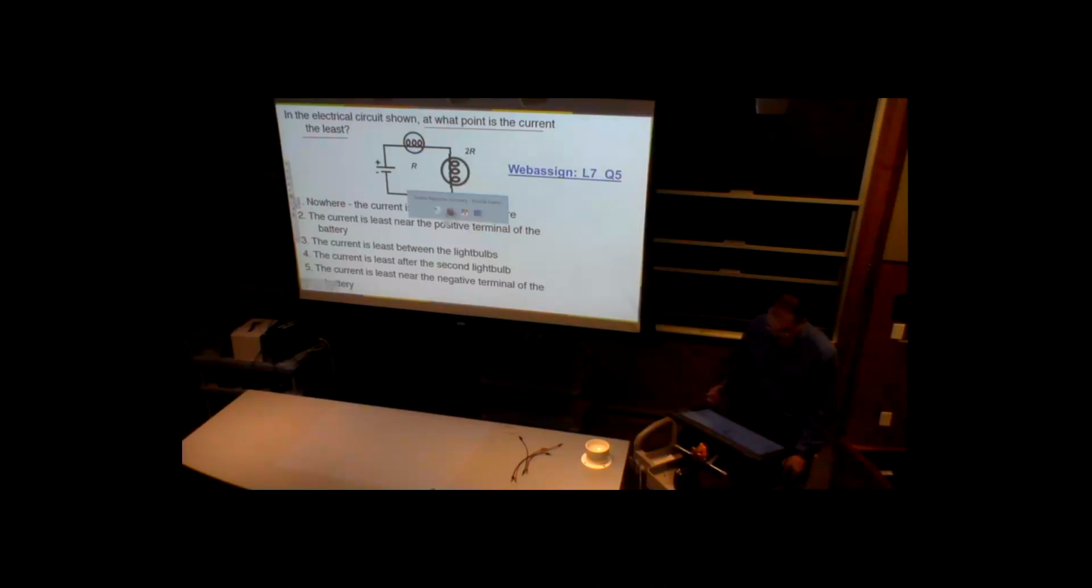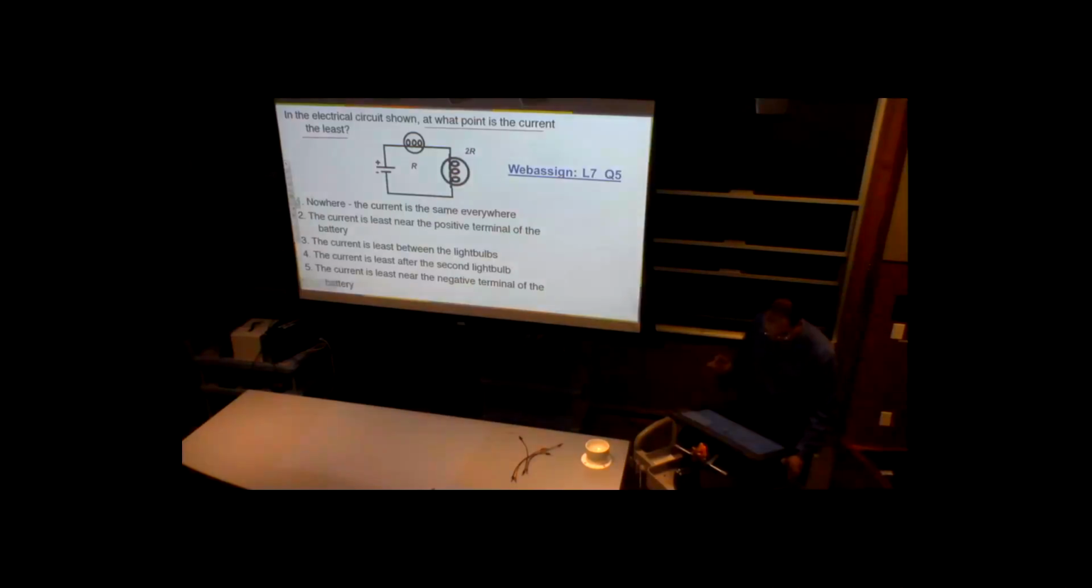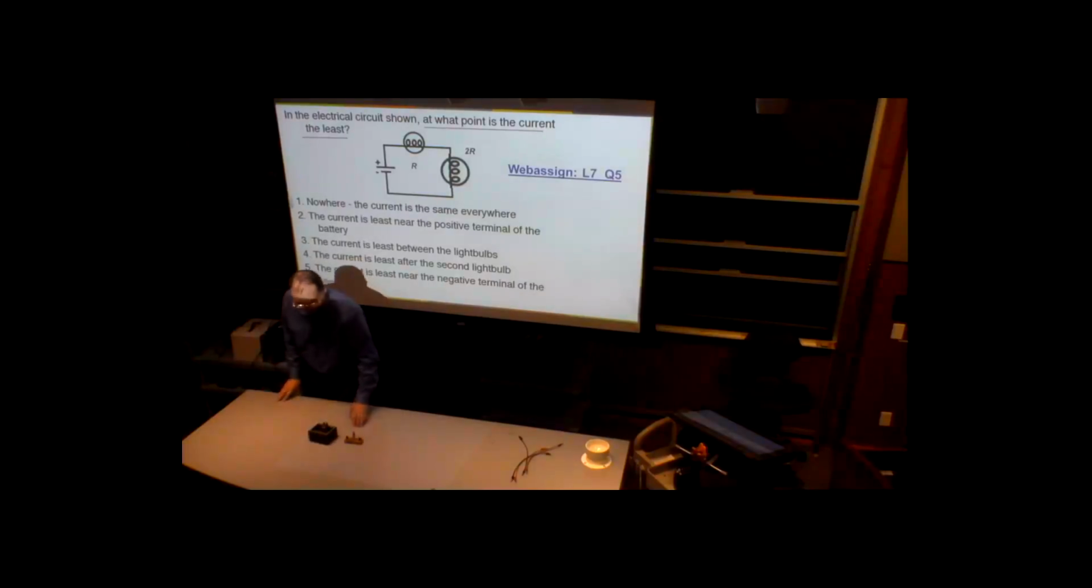What do you think about this situation? This is question number 5. What we have here is a battery and 2 bulbs connected to it, and they have different resistances. This is, let's say, 7 ohms, and this is right now 100 ohms.